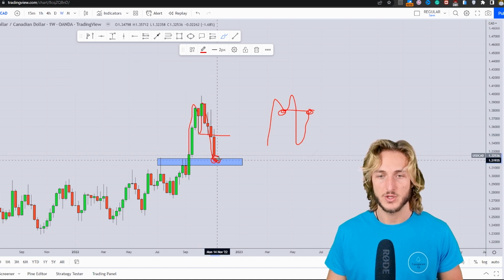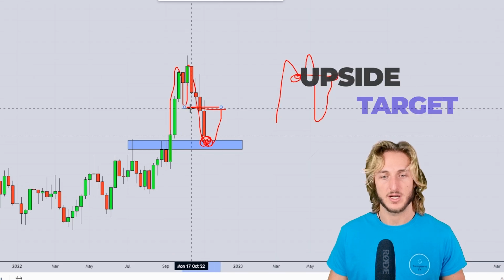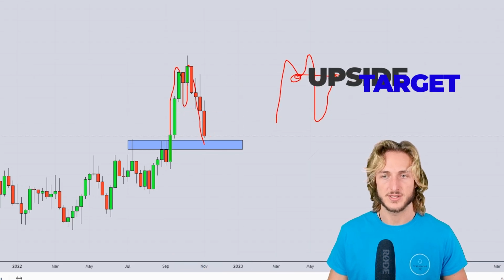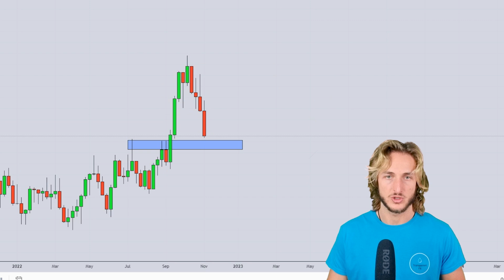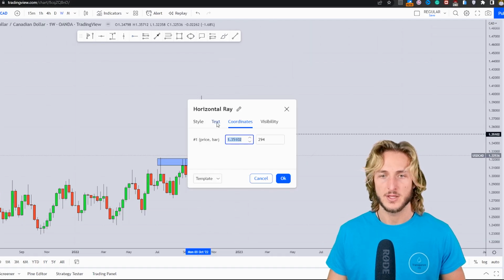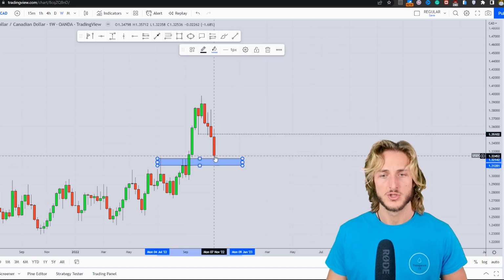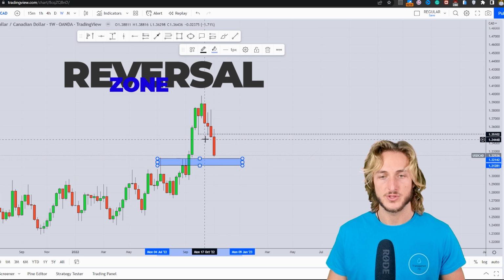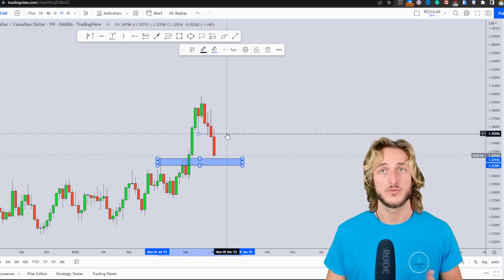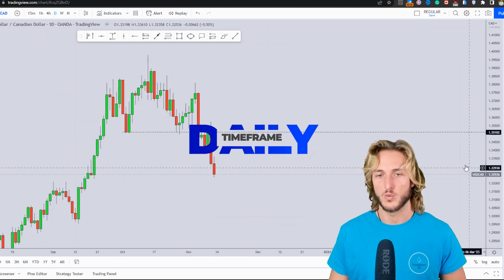So here in the weekly, we could expect a test of this zone and then a rejection higher with an upside target at this previous support turned resistance, which, in order to keep the charts cleaner, we can identify with a horizontal ray that we can then make visible also on lower time frames. So we know that this is the potential reversal zone and this is the potential upside target for the completion of the weekly pattern. Dropping down to the daily time frame, what do we have?